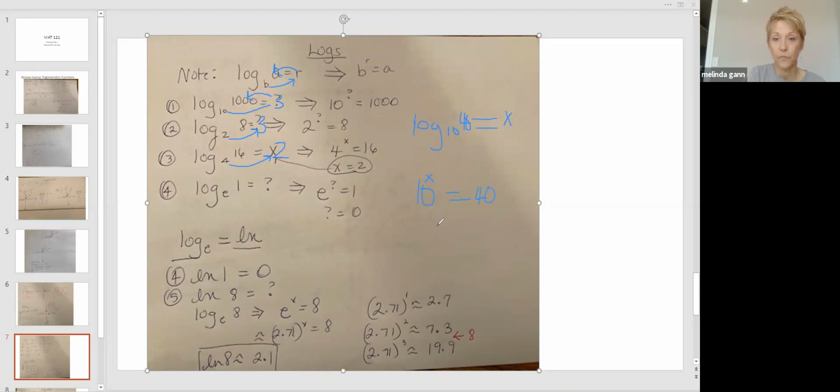Think about it. 10 to the first would be 10, right? What about 10 to the second? All right, 10 to the second power would be 100. So here's my problem.